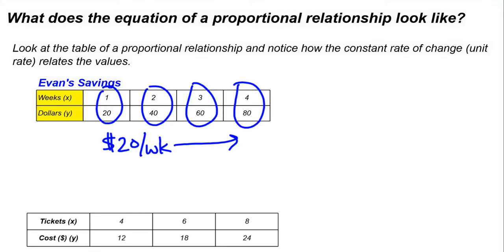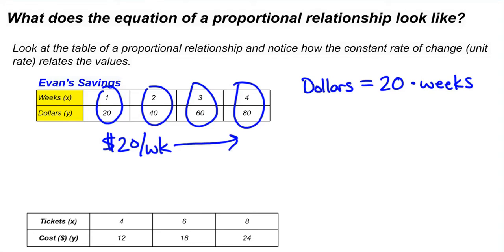So what if Evan had saved his money for 10 weeks? How would we figure that out? How would we figure out how much money he has saved for any number of weeks? Well, since Evan is saving at a constant rate of $20 per week, all we would have to do is take 20 times the number of weeks to figure out how many dollars he's saved. So we could come up with an equation here: dollars is equal to 20 times the number of weeks that Evan has been saving.